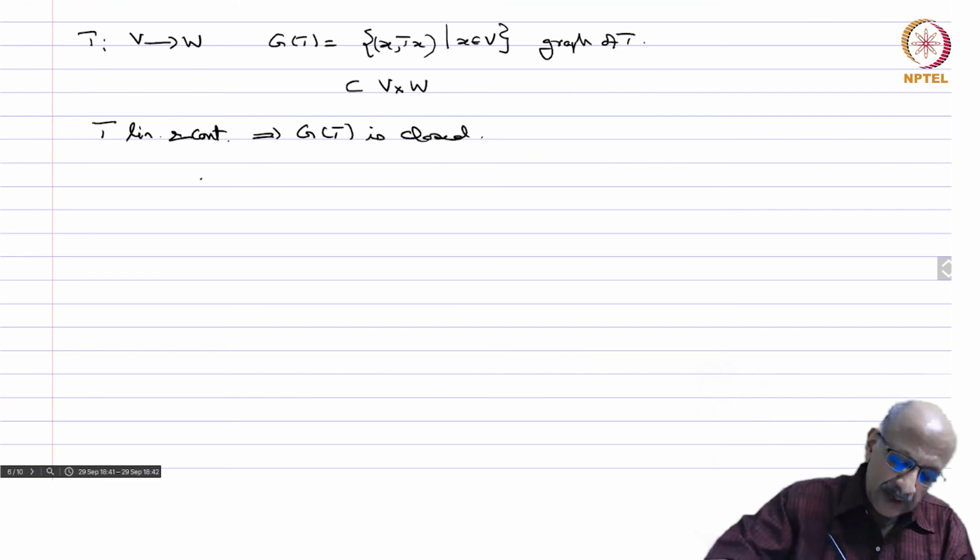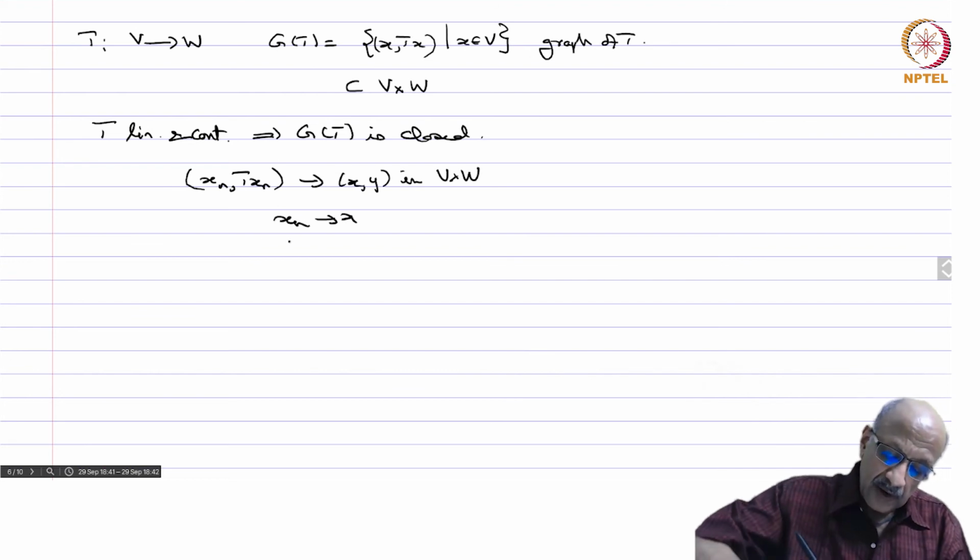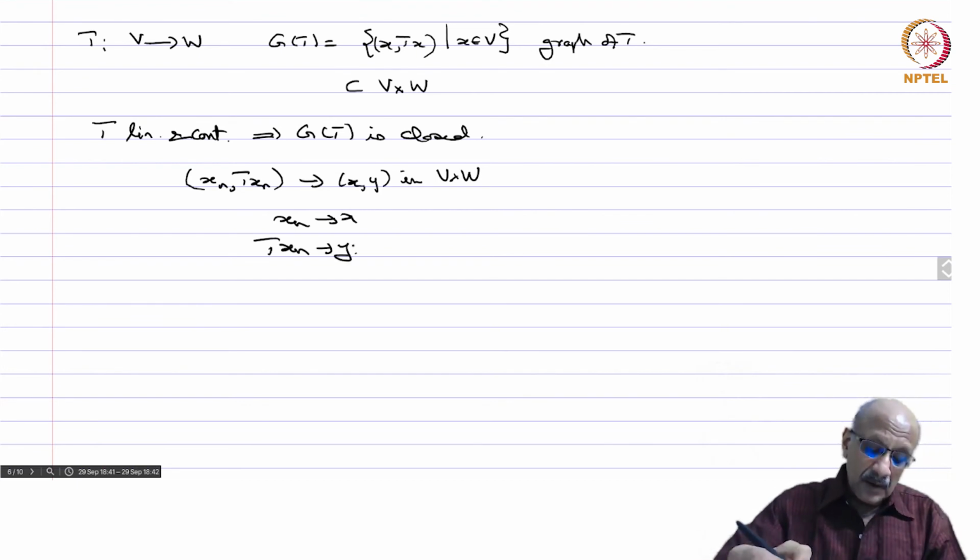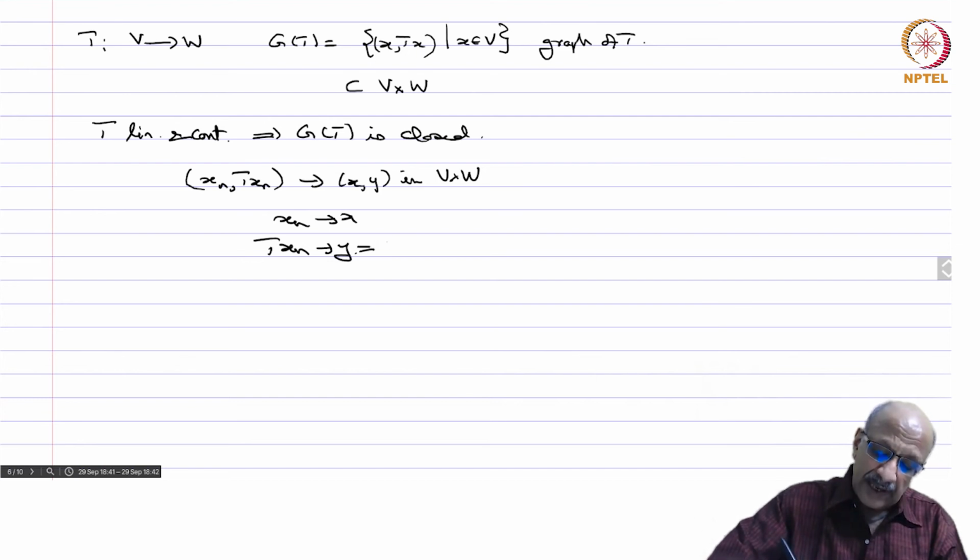Why? So let xn, Txn converge to xy in V cross W. So that means xn goes to x, Txn goes to y. But T is continuous, so Txn has to go to Tx, so y has to be equal to Tx, and therefore xy is xTx, which is in the graph, so this implies that GT is closed.